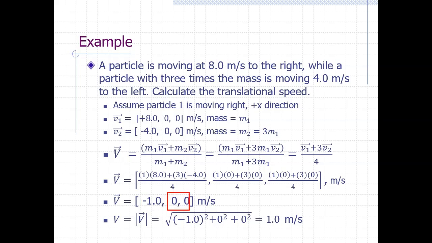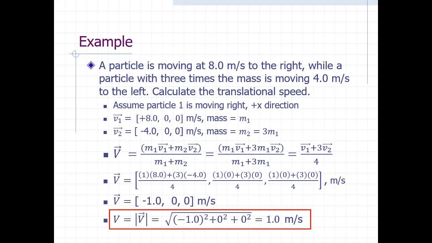So, what does this mean? It means that the center of mass is moving to the left at a rate of 1 meter per second. To calculate the translational speed, we square each component, add them up, then take the square root, and we get 1 meter per second.